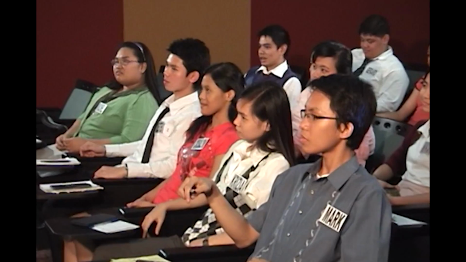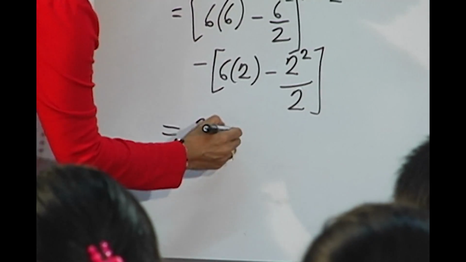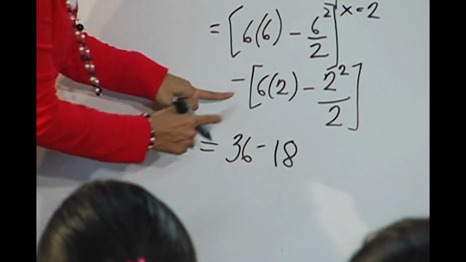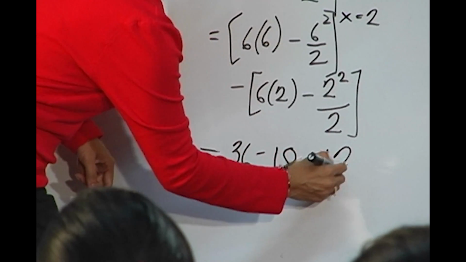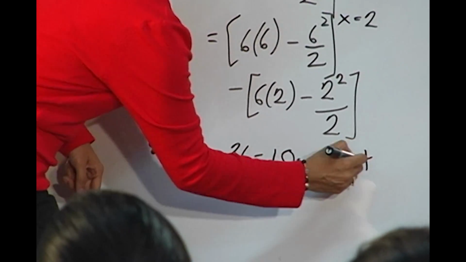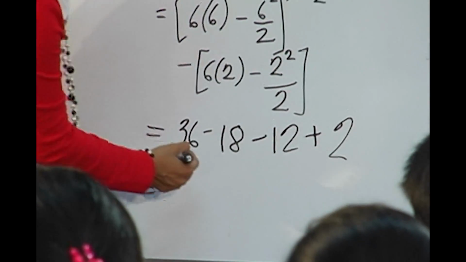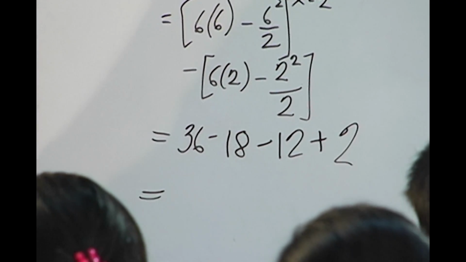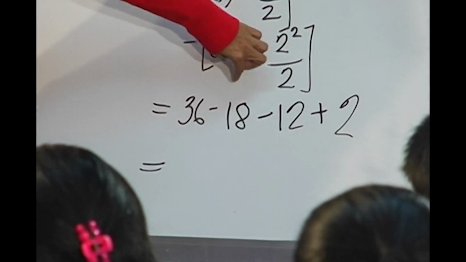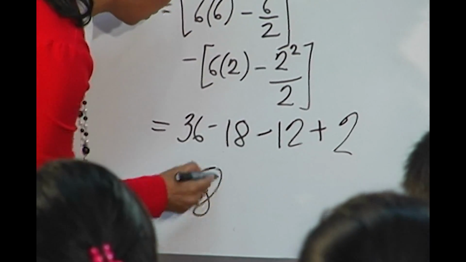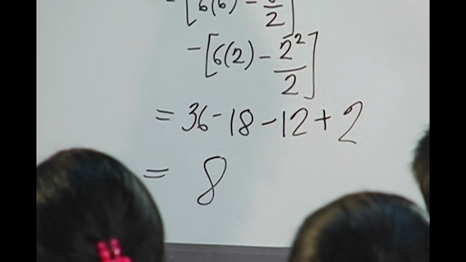We continue. We have 36 minus 36 over 2, 18. Now I'll get rid of the grouping symbol at the same time. This is minus 12. Minus minus gives us plus 2 squared over 2, 2. Okay. 36 minus 18, 18. Minus 12, 6. Plus 2, 8. Okay. Are we done? Yes.